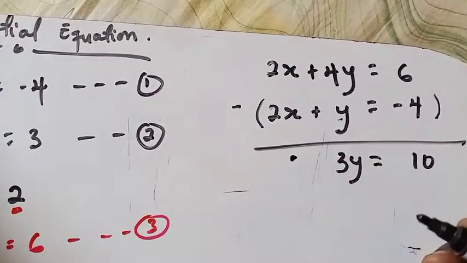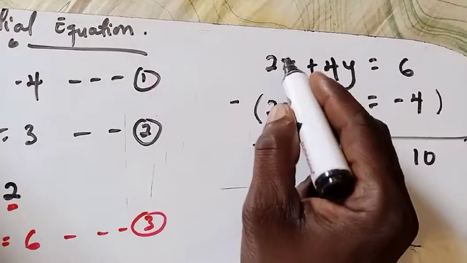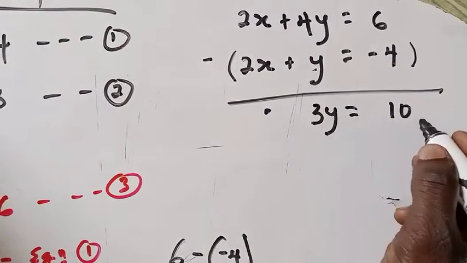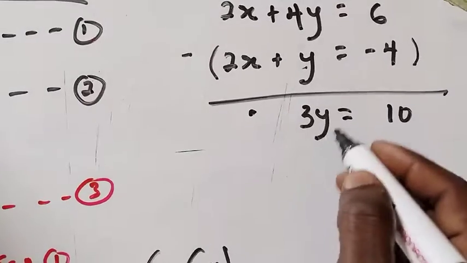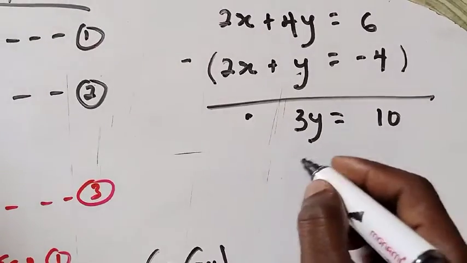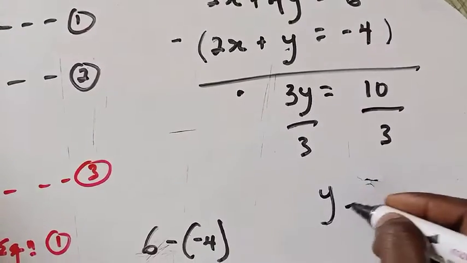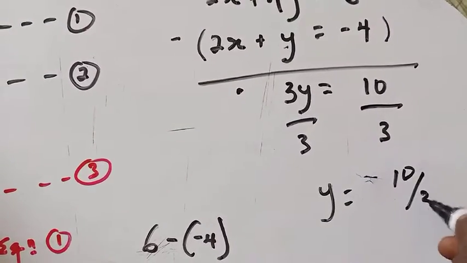That is exactly what we are calling elimination, right? So this guy will vanish. So here we have 3y equal to 10. So what are we looking for? We are looking for y. So we divide both sides by 3, right? So you have your y equal to 10 on 3.